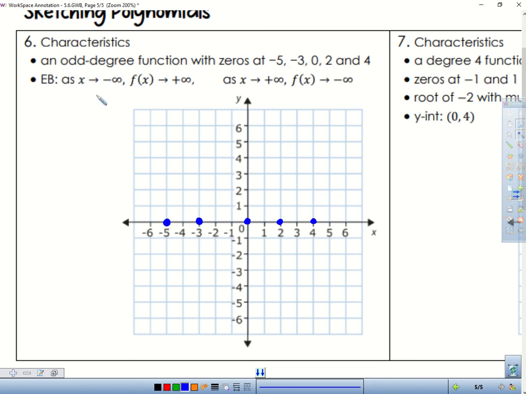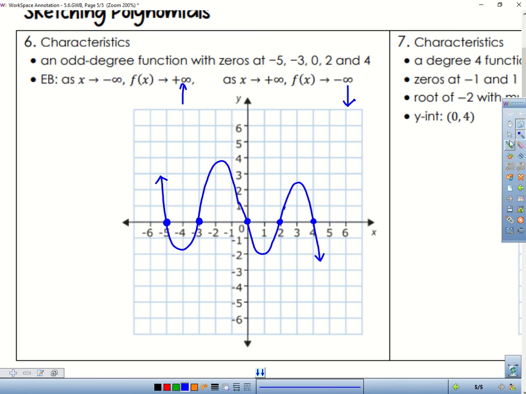It would occur twice, which would mean it would bounce at that point, right? So they tell us that the end behavior is an odd degree function that starts up and ends down, okay? So it's going to be like this: up, down, up, down, up, down. So like I said, it doesn't have to be perfect, it's just a sketch. So as long as it follows all of the proper instructions, then you're good to go.